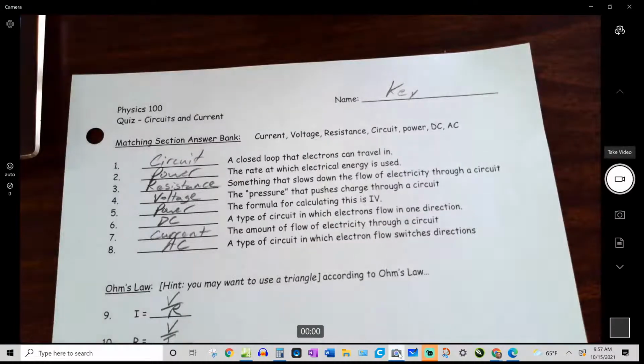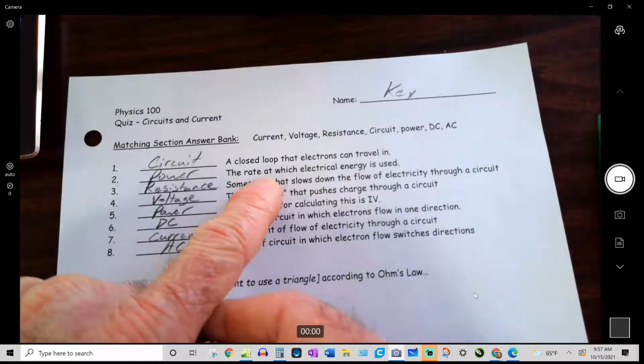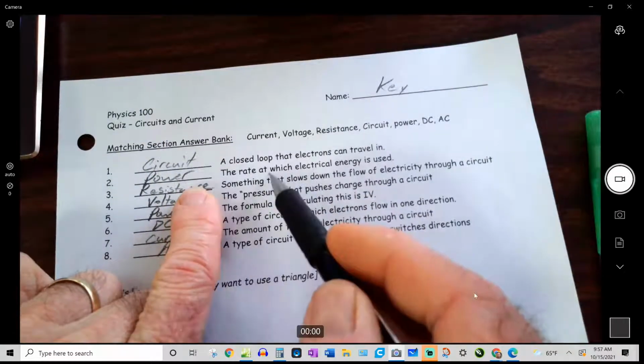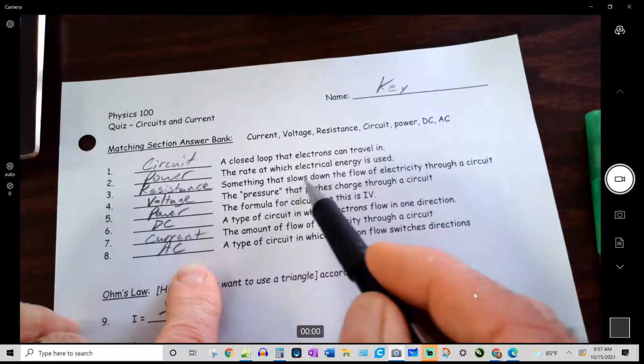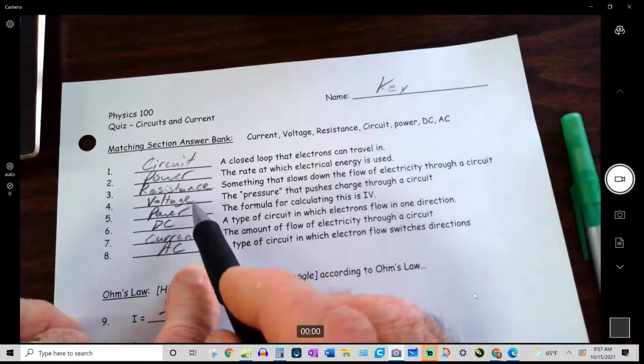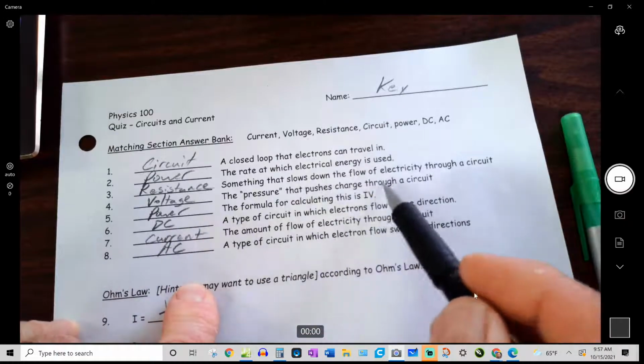There we go. So these first ones, a closed loop that electrons can travel in, that's a circuit. Power is the rate of electrical energy use. Resistance is something that slows down the flow of electricity. Voltage is the pressure that pushes charge through a circuit.